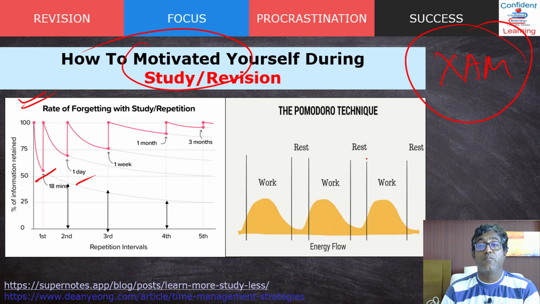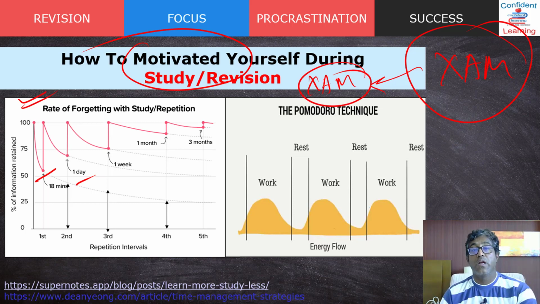You have to clear the exam. You have to top the exam. What else do you need? Motivation: exam topper, exam topper. Just put "exam topper" on your desk. That word will give you so much motivation that you have to top the exam.